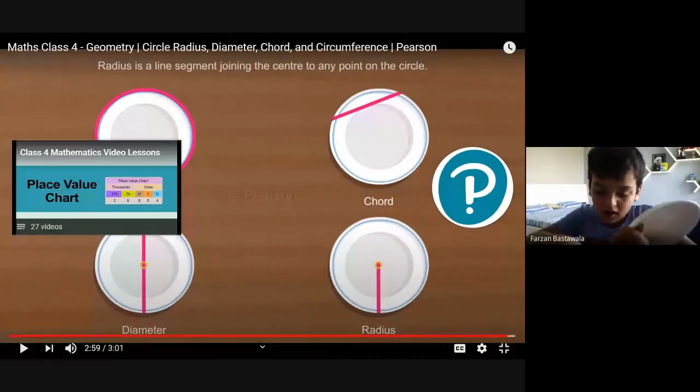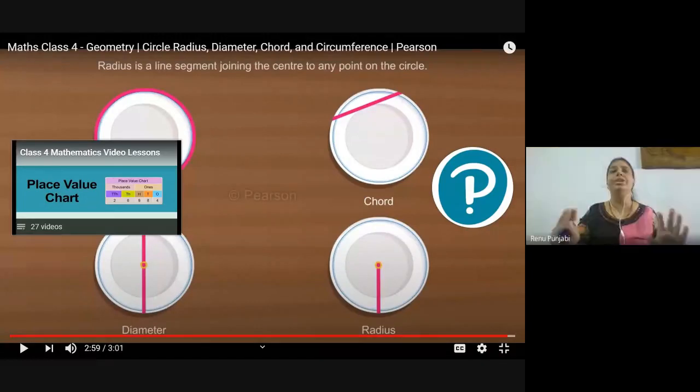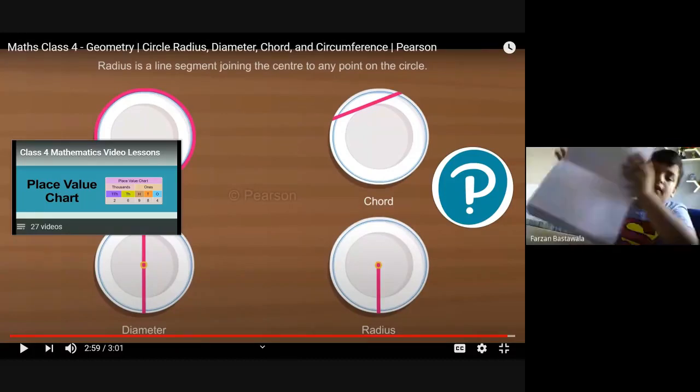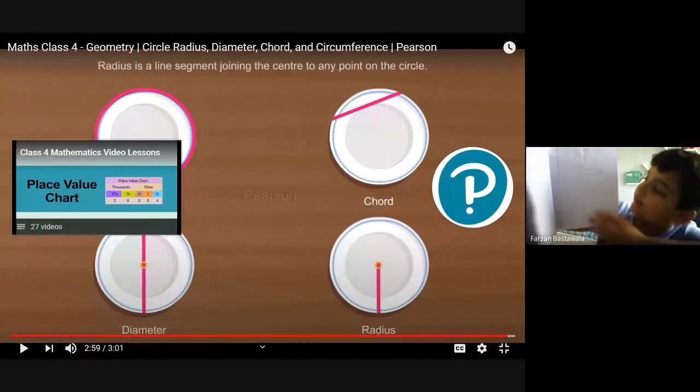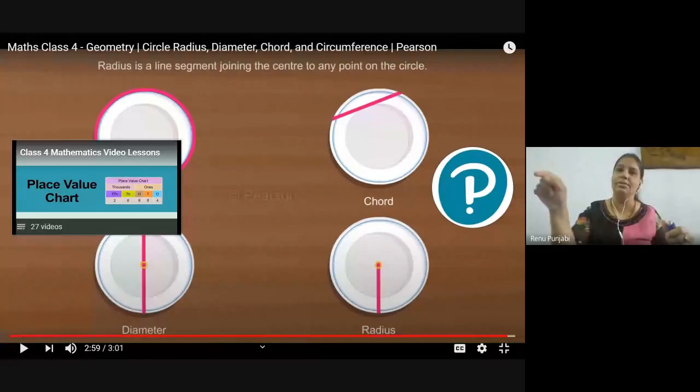Ma'am, does that mean I have to draw a plate in my notebook? You don't need to draw. You have to first divide the page of your notebook into 4 equal parts. Yes, ma'am, I can do it in only 2 equal parts. With the ruler, you can divide it into 4.